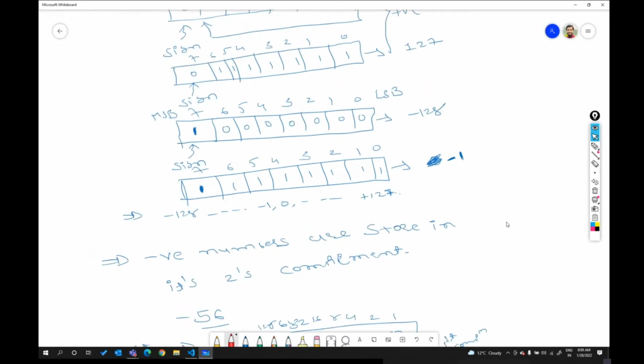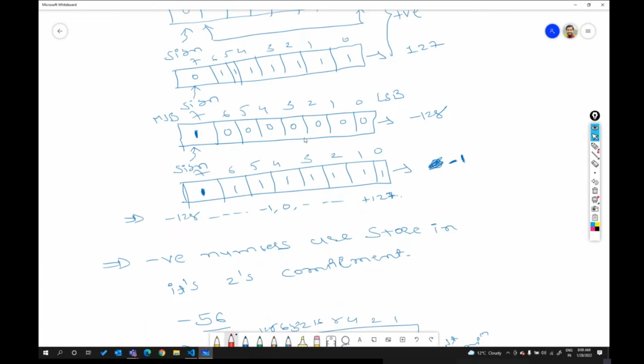So it is continuously rotating like that. If we enter 256, then it is 0, 257 is 1, like that. So only 0 to 255 data we can store in characters.